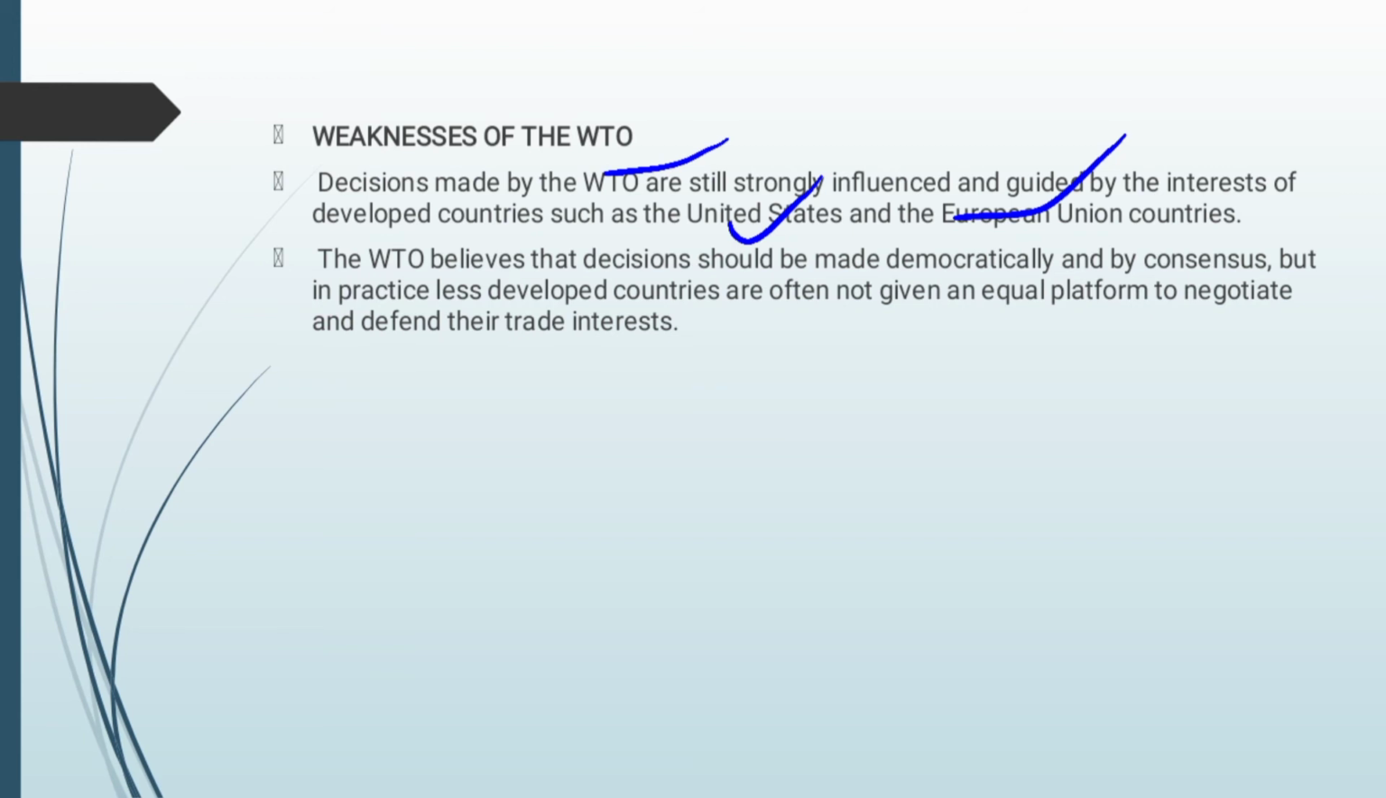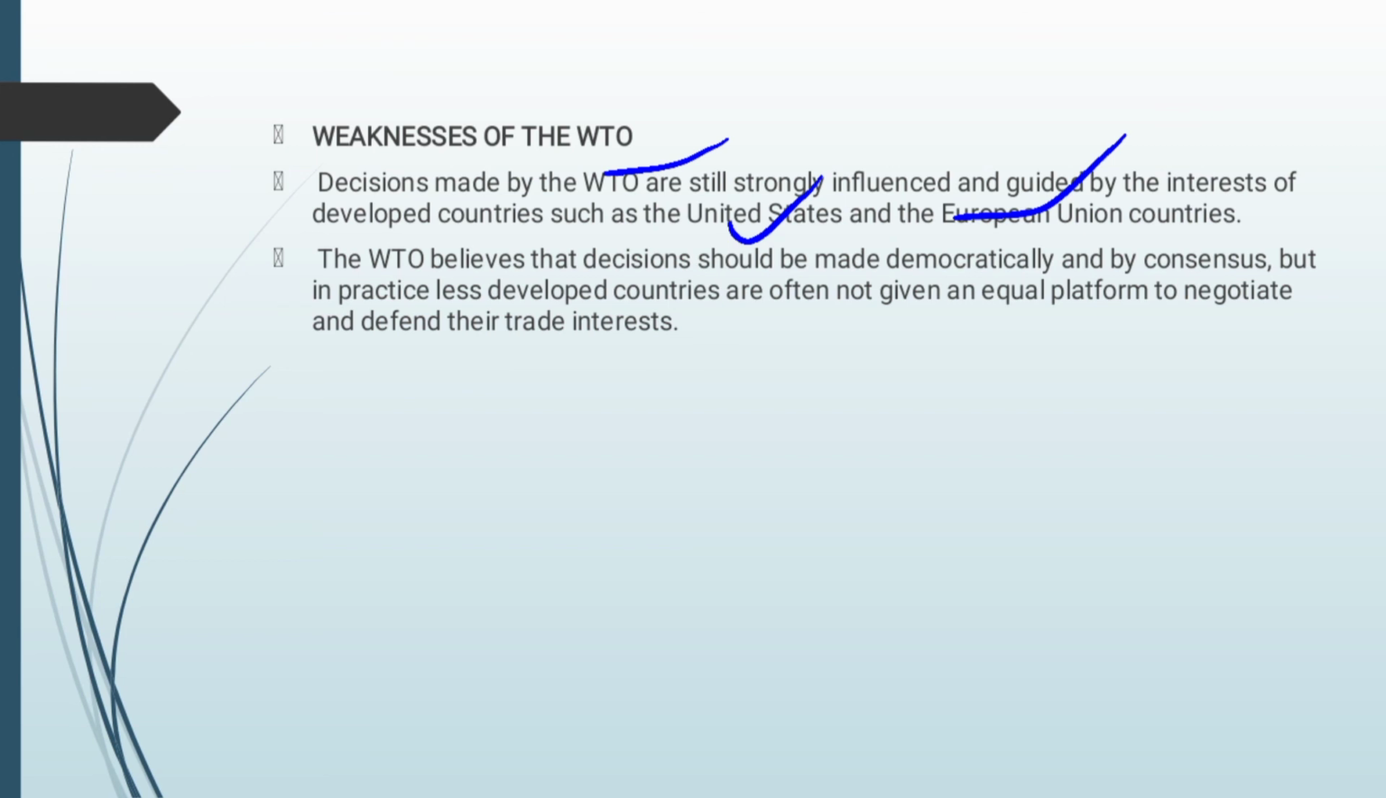Then the WTO believes that decisions should be made democratically and by consensus. But in practice, less developed countries are often not given an equal platform to negotiate and defend their trade interests. Decisions should be made democratically, but less developed countries are not given an equal platform to negotiate. They just negotiate with those developed countries, the big countries. So that is also a weakness of the World Trade Organization.